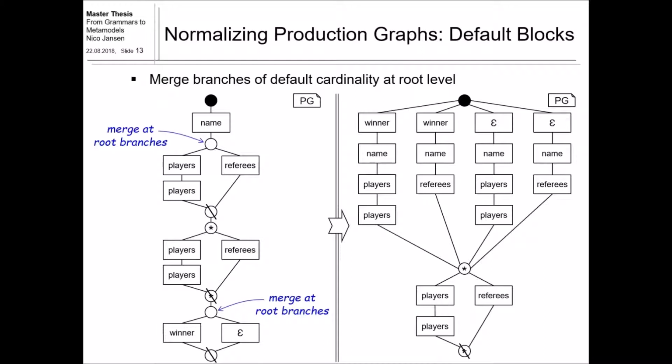In this example, we obtain 4 branches for the combinations of the alternatives represented in the 2 default blocks. The branches merge again at the only remaining star block node. Finally, the graph is normalized and contains only attribute nodes and block nodes with star cardinality.